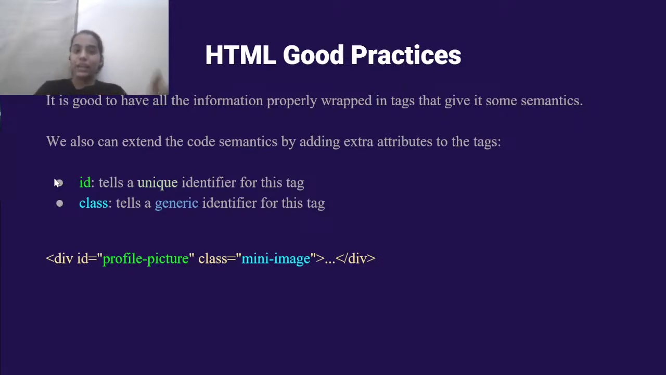So ID tells us the unique identifier for this tag. So we can give a name to a tag, and class tells us the generic identifier for this tag. So if we look below, we'll see that we have div ID equals profile pic and class equals mini image. So this div is for a profile pic and class defines its feature, which is a mini image. So that's how you use ID and class. People usually get confused between both of these a lot. So I hope this example helps you clear the confusion.